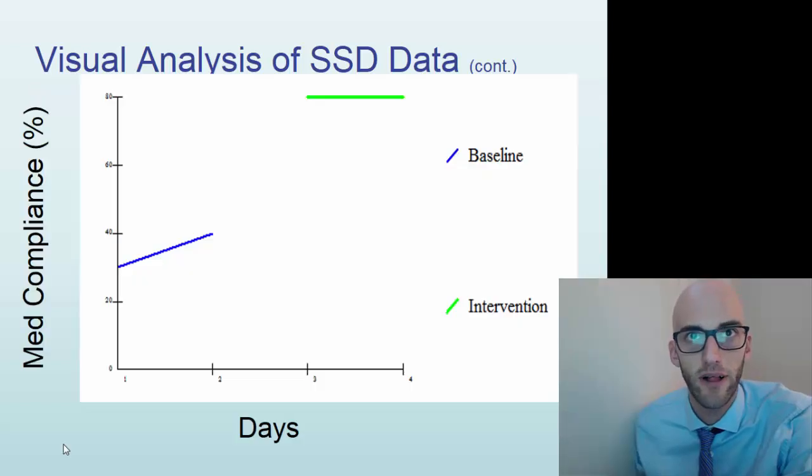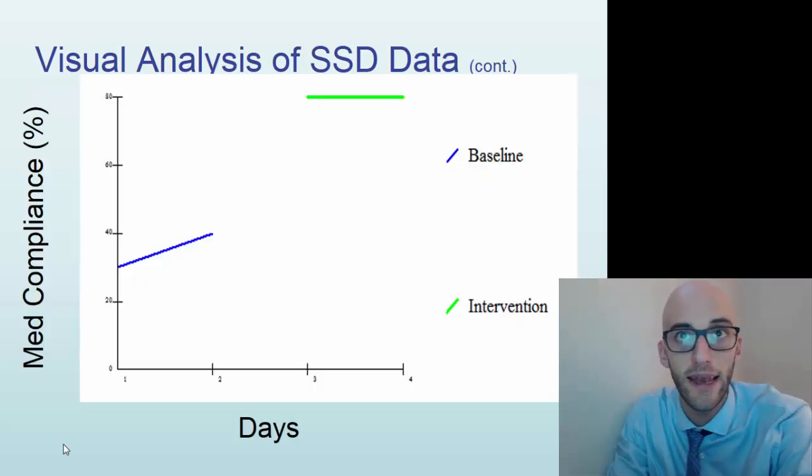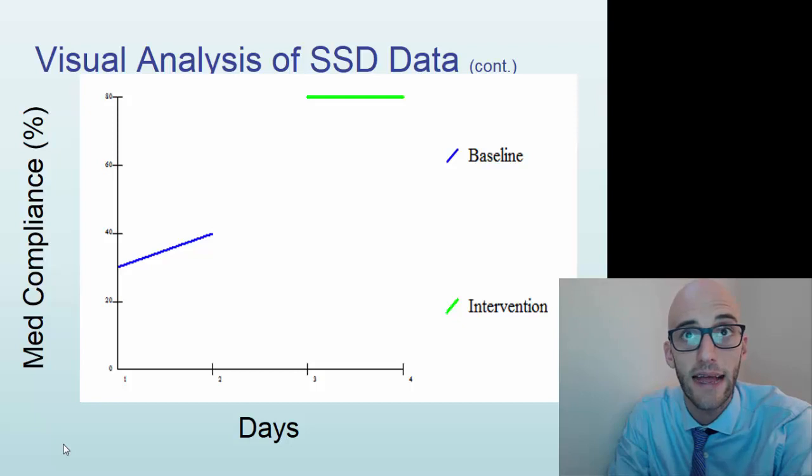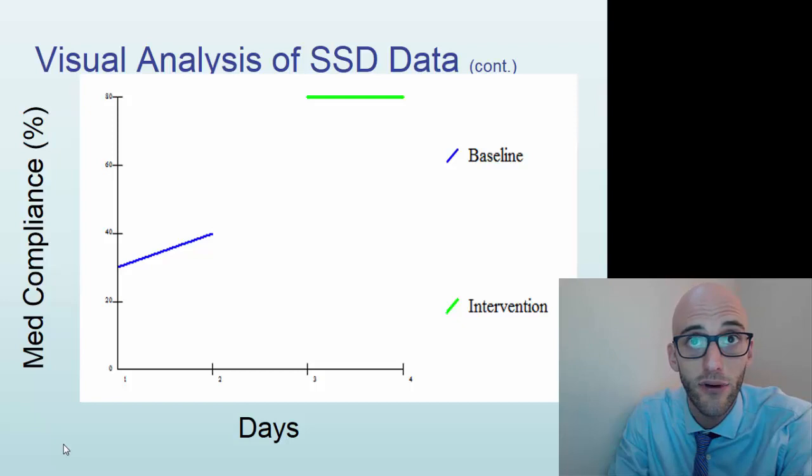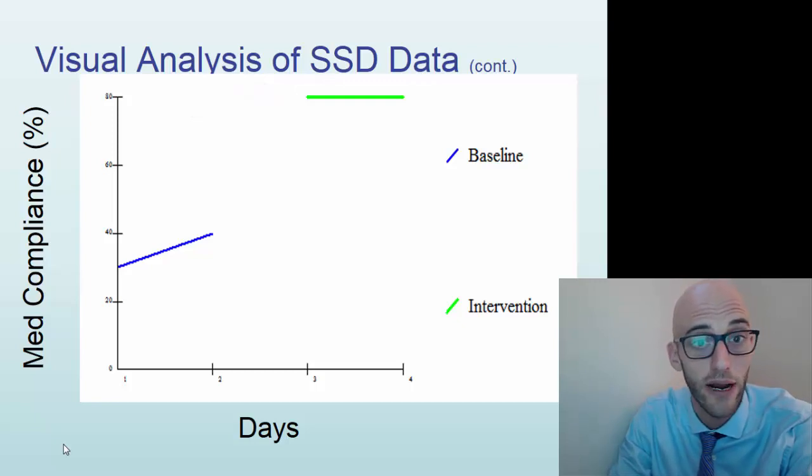So this is an example of a client who is prescribed 10 days of pills who's been diagnosed with AIDS. His level in terms of being compliant with his medication during the baseline are about 30% compliant on day 1 and 40% compliant on day 2. His level of compliance on day 3 and 4 of the intervention is about 80% with prescribed medications. So again, the level is the magnitude of the client problem as described at any point in the data.